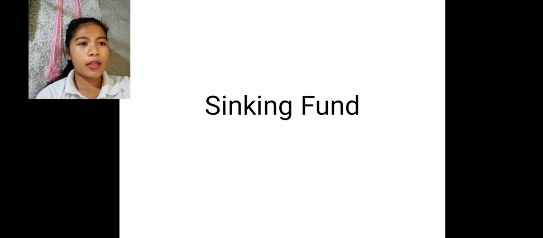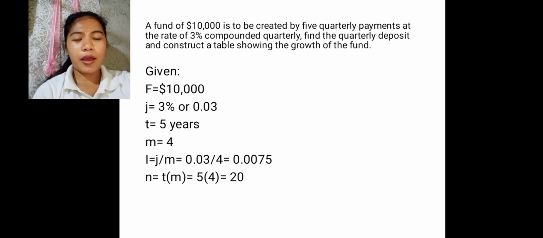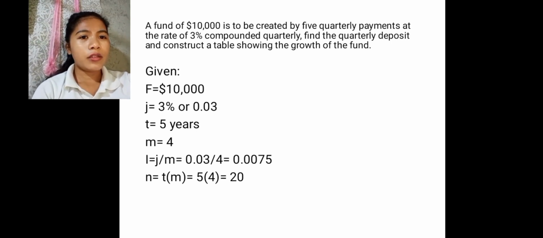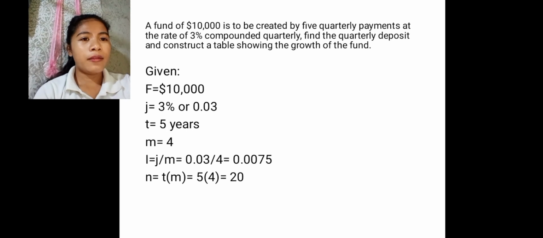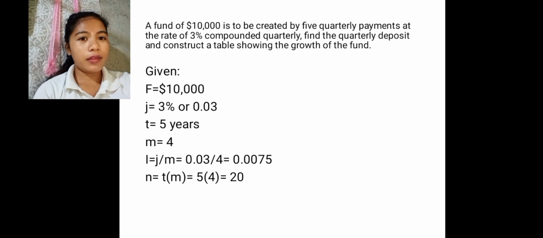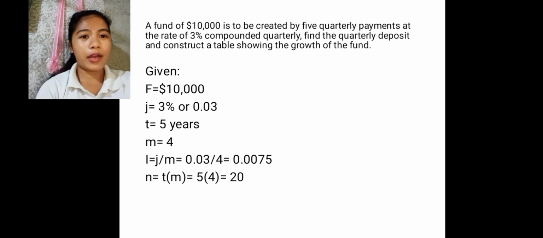So next is the problem. A fund of $10,000 is to be created by 5 quarterly payments at the rate of 3% compounded quarterly. Find the quarterly deposit and construct a table showing the growth of the fund.